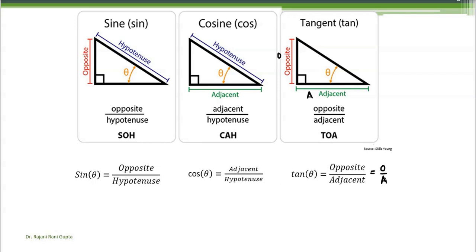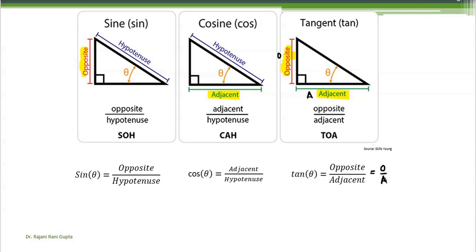So once again, sine is opposite over hypotenuse. Cosine of the angle is adjacent over hypotenuse, and the tan of the angle theta is opposite over adjacent.